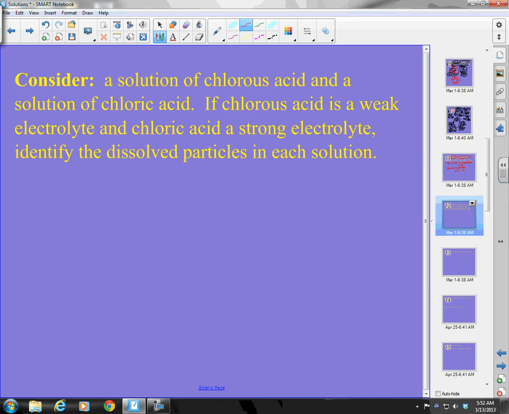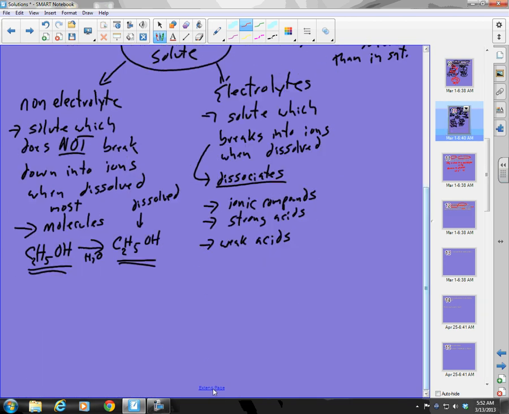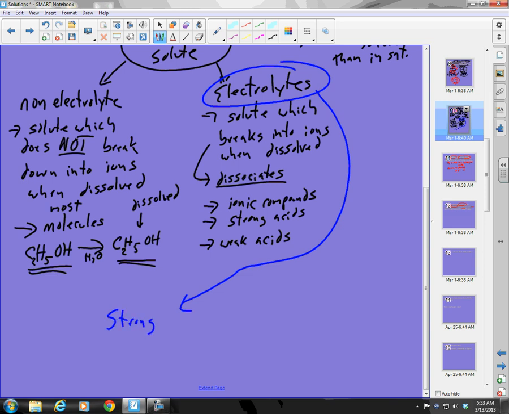Let's move on. A solution of chlorous acid, okay, that's an acid, and a solution of chloric acid. If chlorous acid is a weak electrolyte and chloric acid is a strong electrolyte, identify the dissolved particles in each. I think we need some more information, and that would be correct. So where do we have to go? Yep, there's our electrolytes, and we need to add some more under electrolytes. We are going to break electrolytes into strong electrolytes and weak electrolytes.